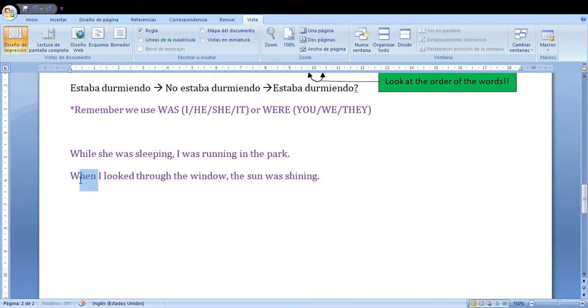Or we can use it to express a sequence of events. For example, I looked through the window, then I had a shower. Miré por la ventana, looked through the window, then I had a shower. Me duché, ¿vale? We need had, which is the past verb of have.